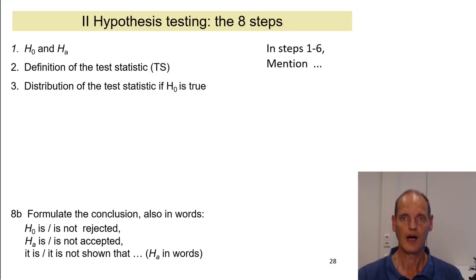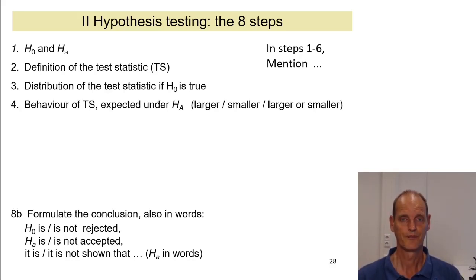Secondly, we have to know how the test statistic behaves if the null hypothesis were true. And the technical term then is the distribution of the test statistic if the null hypothesis is true. And in our t-test, we will see then a t-distribution. Fourthly is the behavior of the test statistic expected under the alternative hypothesis, and that is a qualitative statement.